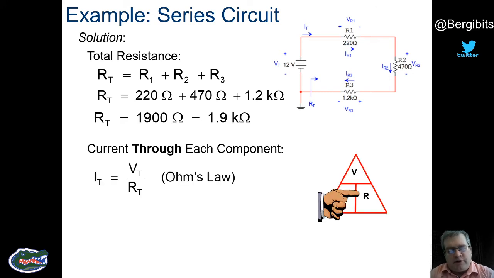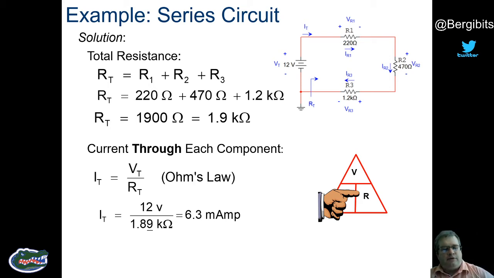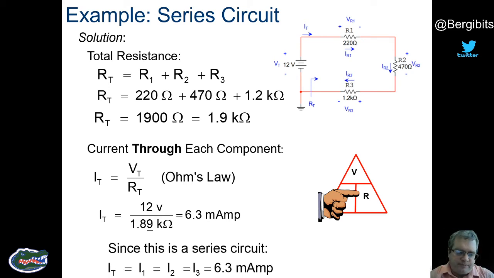Total current through each component: current total equals voltage total divided by resistance total. Resistance total is 1.9 k ohms divided into 12, which is 6.3 milliamps. Okay, we'll just leave it at 6.3 milliamps. Since this is a series circuit, 6.3 milliamps.